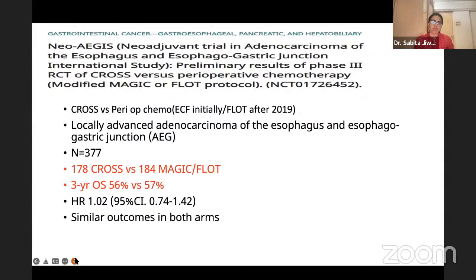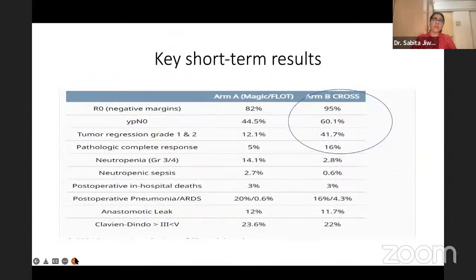So both are equal, if you look at it. You can go ahead and choose any one. They have said there are similar outcomes in both arms. When we look at the short-term results, because for this NeoAegis trial I could only find the abstract, the R0 resection rates were much higher in the CROSS regimen arm.